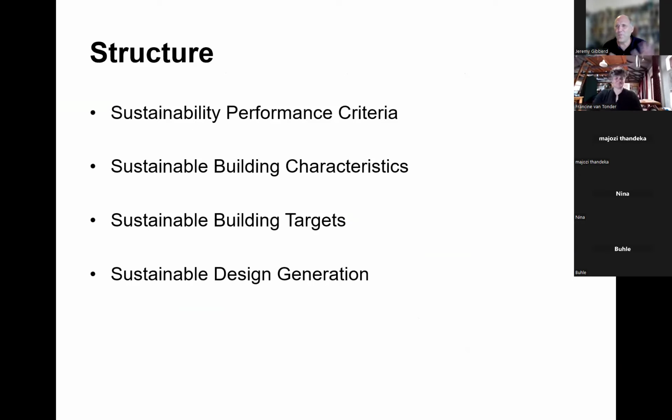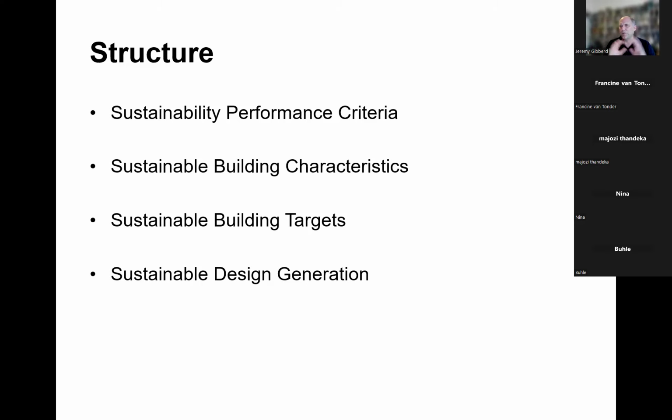So I hope I'm not overloading everybody with information, but the point that Francine made is that these presentations will be available, so you can go back in your own time and have a look at them. What I'm going to talk about here is really the targets, the numbers, because if you're going to claim that your building is sustainable, you need to talk about that in terms of the environmental ceiling that we talked about and the social floor.